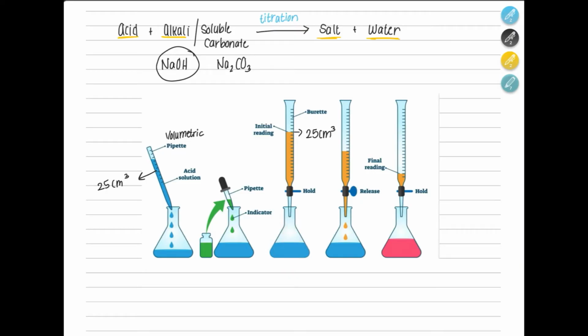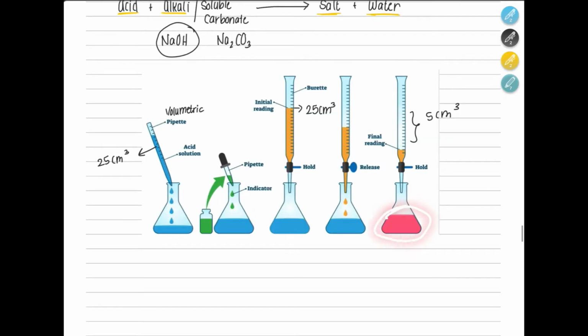Now after every drop, you have to swirl it, okay? Because sometimes it doesn't mix properly and you wouldn't be able to see the color change. So you have to release it until the color changes. That means the acid has been neutralized, and you get your solution. Mark the final reading. For example, if this says it's 30 centimeter cube, you have to subtract both of them. That means a total of 5 centimeter cube of the alkali has been used in this reaction. So this is your solution of salt and water.